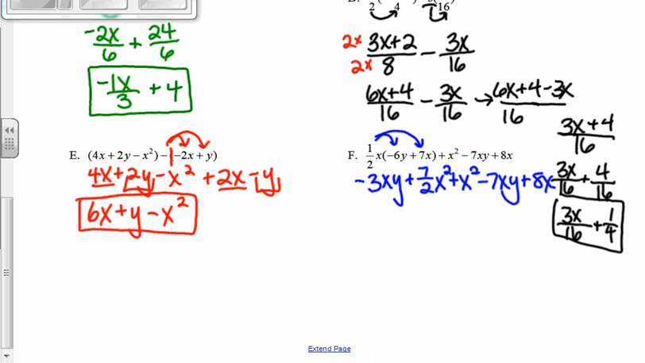And then we just have to combine our like terms again. So we have two terms that have an x and a y, so we can combine those to be a -10xy. We can put these two together, and if you want to think about 7 over 2, if that's easier to think about as 3.5, that's totally fine. So 3.5 plus 1 would be 4.5.